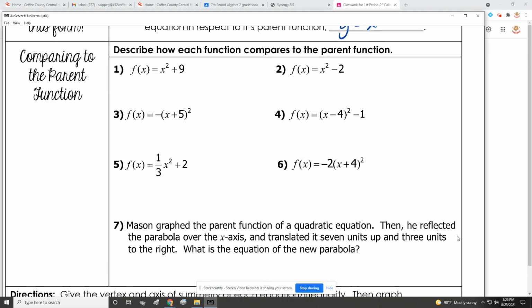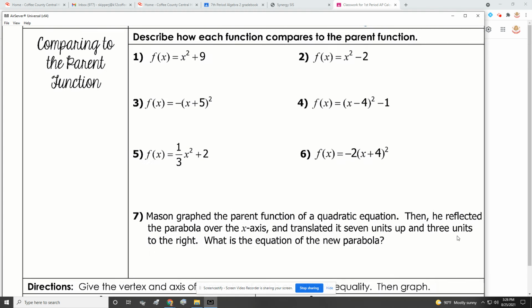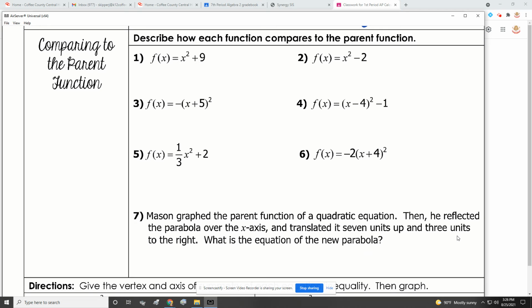So let's take a second and review the transformations. The parent function is just y equals f of x. Number 1 has a plus 9 on the outside, so that's going to be up 9. Number 2 has a minus 2 on the outside, so it's going to be down 2. Number 3 has 2 transformations. One of them is the negative on the outside, and that's going to be a reflection over the x-axis. And then adding 5 on the inside is going to be left 5.